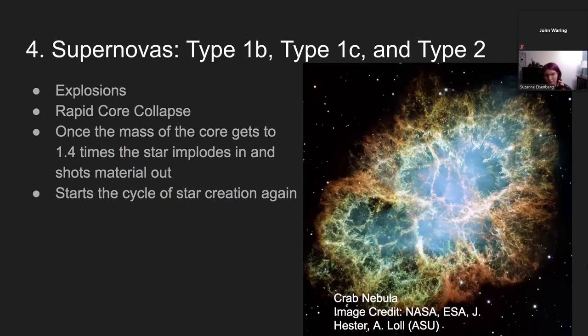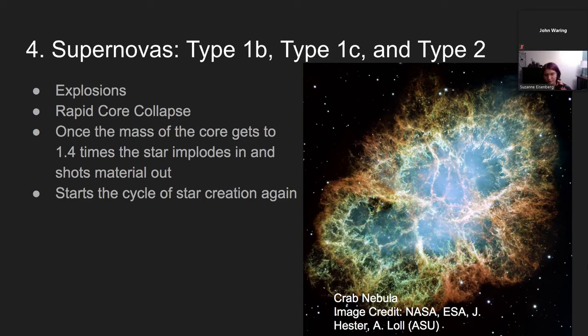So this time, when the star gets to iron, it causes a much bigger reaction. When the core gets to about 1.4 times the mass of the sun, the Chandrasekhar limit, the core collapses in on itself, and the force is so strong it basically pushes everything else outwards, creating an explosion. This is what causes type 1b, type 1c, and type 2 supernovas.